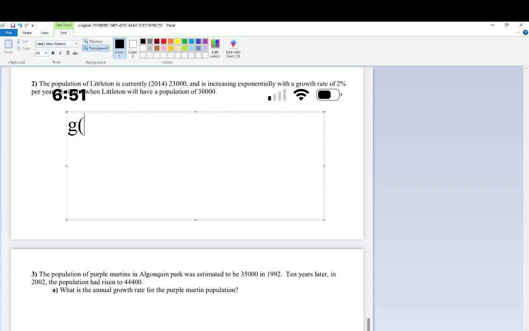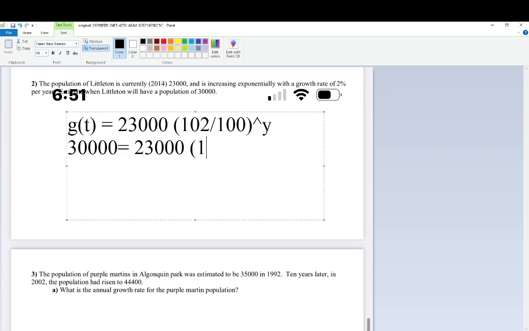Okay. So the growth of this town, based on time, starts at a population of 23,000. We're going to multiply it by 1 plus whatever percent it is. 2% is represented as 2 over 100. Since 1 is the same as 100 over 100, what's 100 over 100 plus 2 over 100? It's 102 over 100. So that's what I multiply it by. And it's every year, so it's to the exponent of y. The question is, when will this left side be equal to 30,000?